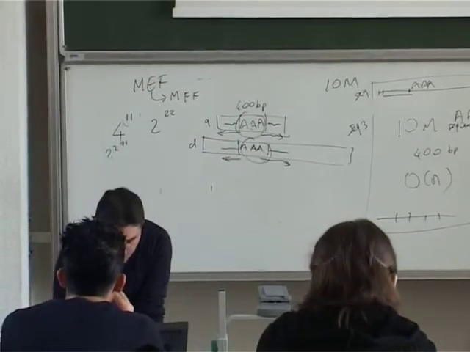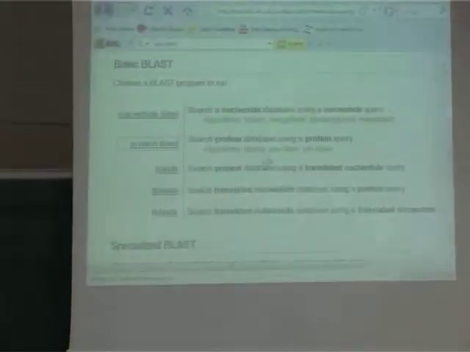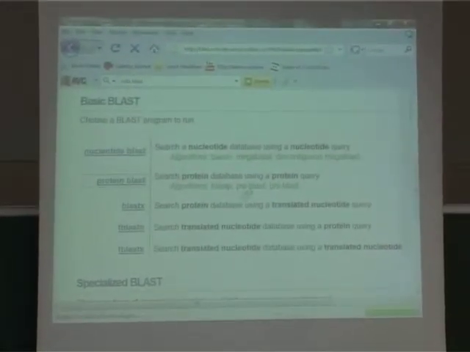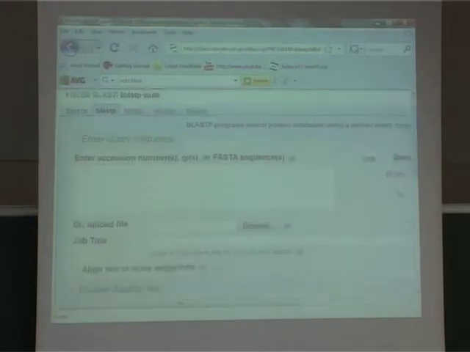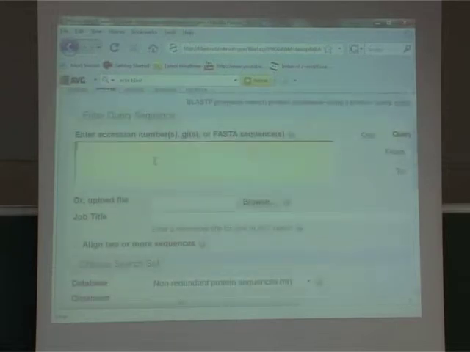Or you can also choose, for example, let's do a protein BLAST. There are different versions. BLAST P is the first version of protein BLAST. PSI-BLAST, this is the extension I was talking about. It uses a dynamic scoring matrix. So let's do BLAST P. Now, we enter our sequence, like an amino acid sequence.